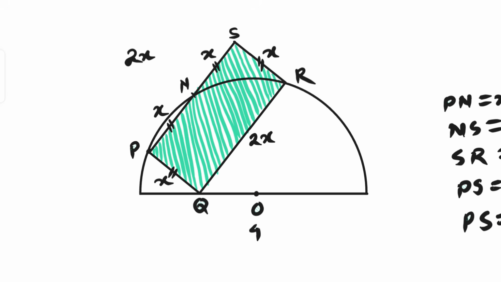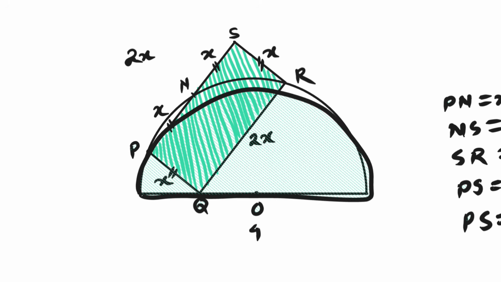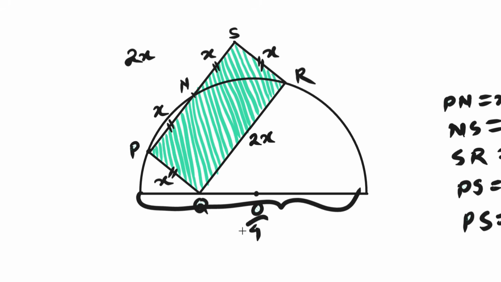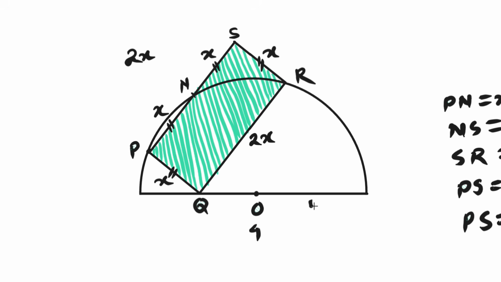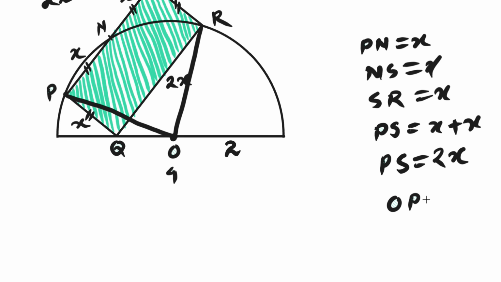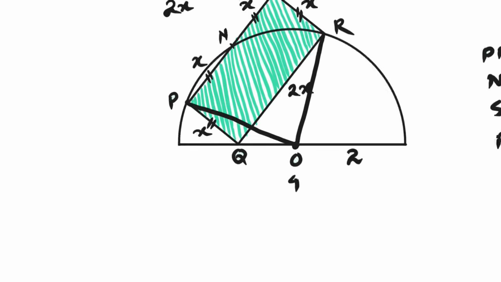Now let's turn our attention to the semicircle. We are told that the diameter is 4 units. The radius is always half of the diameter, so the radius is 4 divided by 2, which equals 2 units. Since O is the center of the semicircle and P and R lie on the semicircle, OP and OR are both radii. Therefore, OP equals OR equals 2 units.